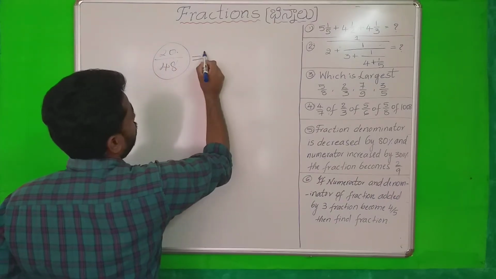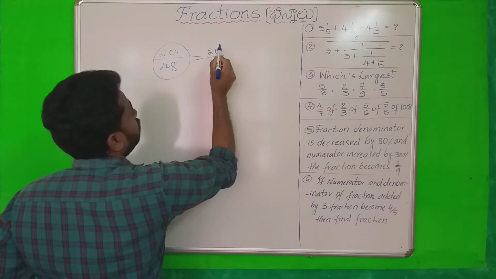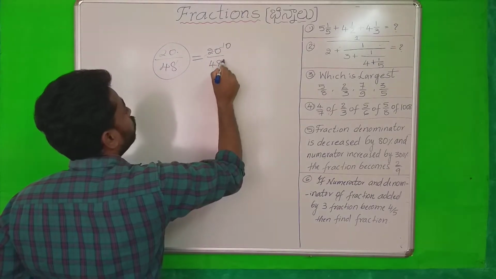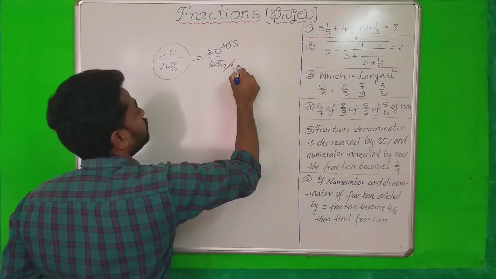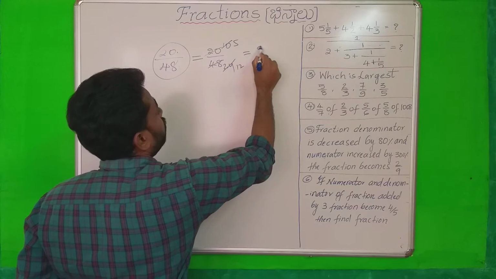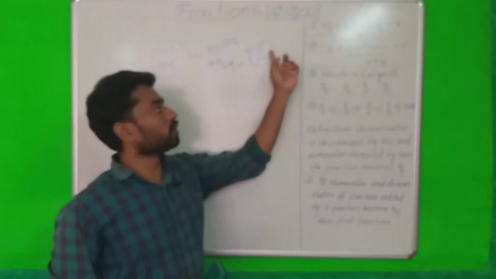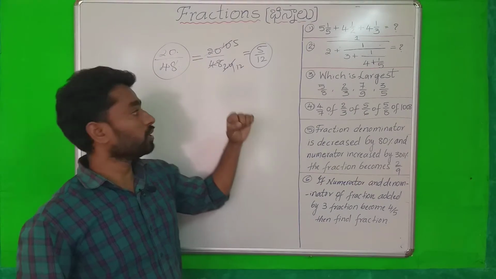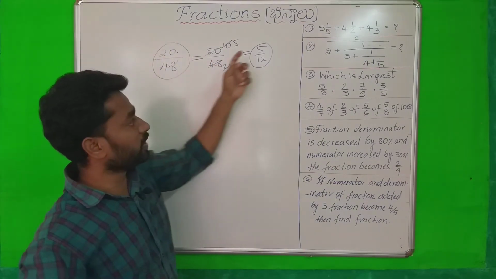20 by 48. So 20 is divisible by 2, 2 tens are 20, 2 twenty-fours are 48. Like that, 2 fives are 10, 2 twelves are 24. Now there is no common factor for these two except 1. So 5 by 12, now it is in simplest form. So the simplest form of 20 by 48 is 5 by 12.